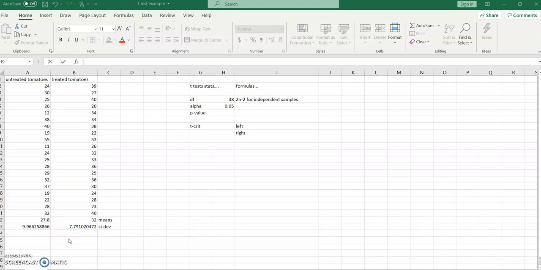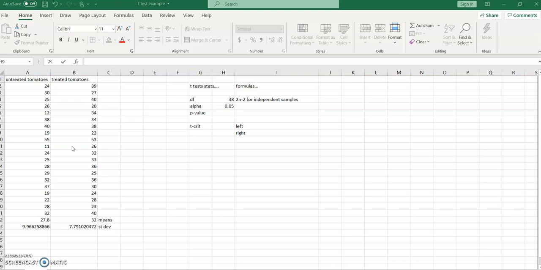And I want to run a two-sample t-test because I want to see if my observed difference between the means is big enough that I would conclude that this treatment works. I think this plant food actually makes the tomatoes bigger.